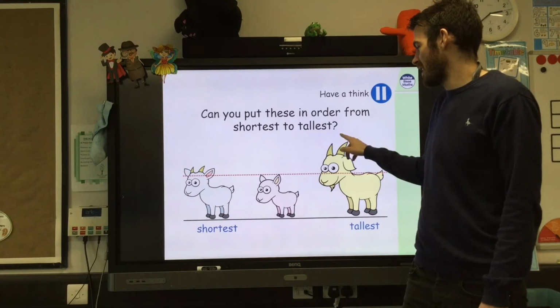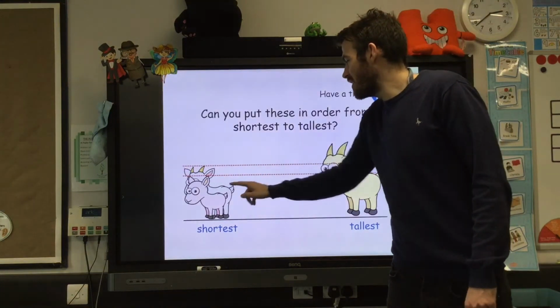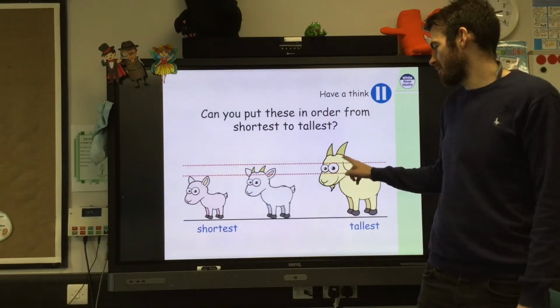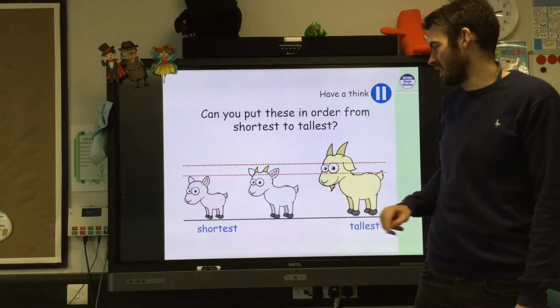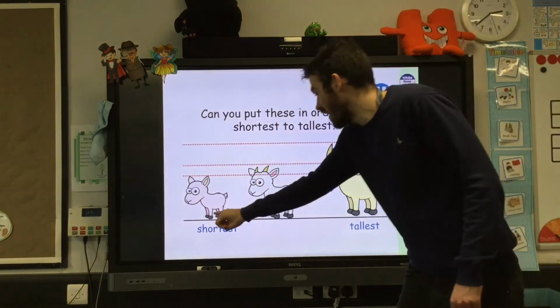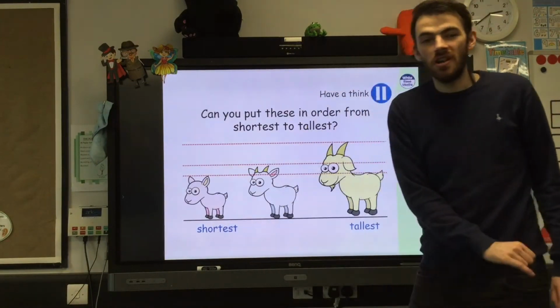So we're checking their heights. We have the shortest. Then we have the next shortest. And finally, the tallest billy goat's gruff. And we can see that with our line. Notice how they're lined up in the same place at the bottom.